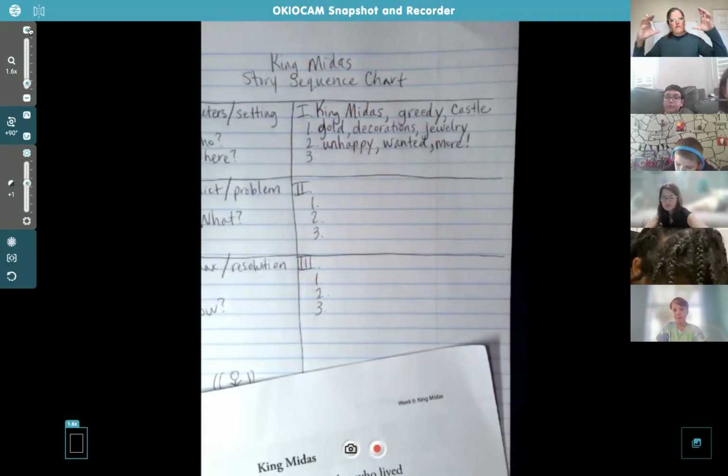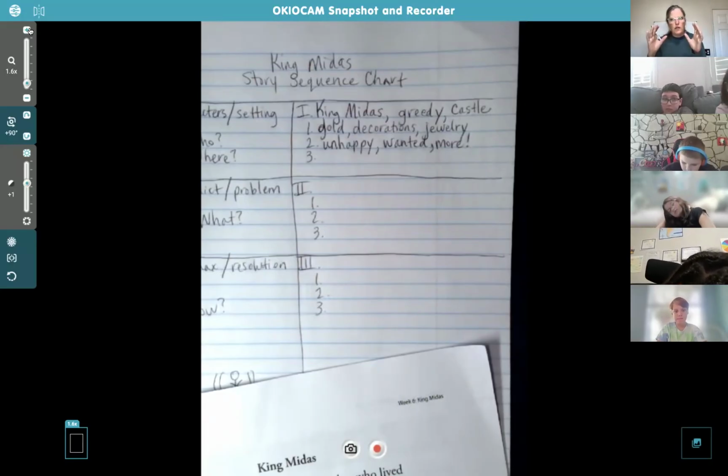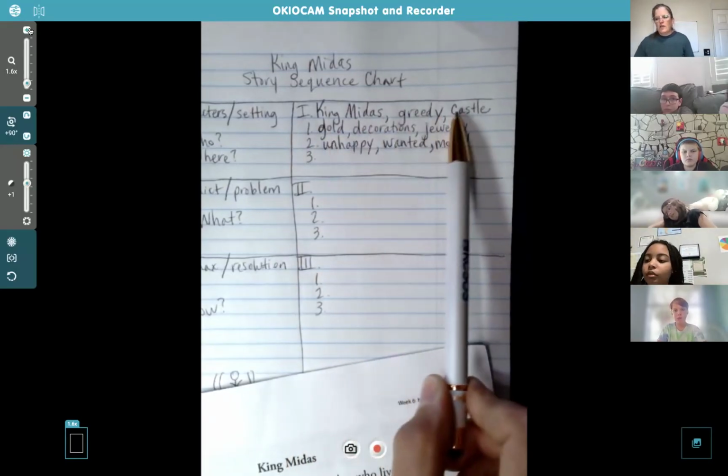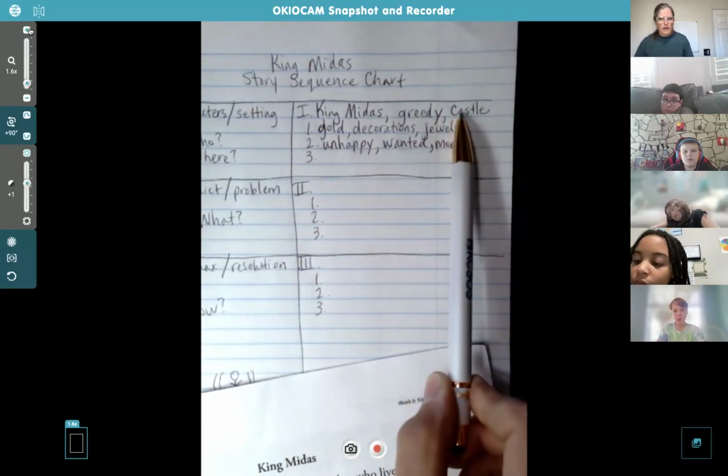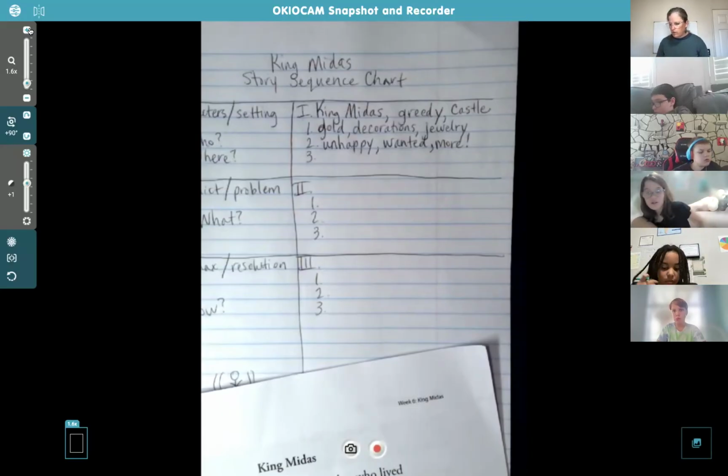We're still in that first box, which means we're still in the first paragraph. And remember, the goal of the first paragraph is to introduce the characters and the setting. So far, we have King Midas and the castle, and then some more information about that. But there's one more character that comes in at the beginning, not the daughter. She comes in later. Who's the other character? This question's for Sydney. Who is the other character that we learn about toward the beginning of the story?